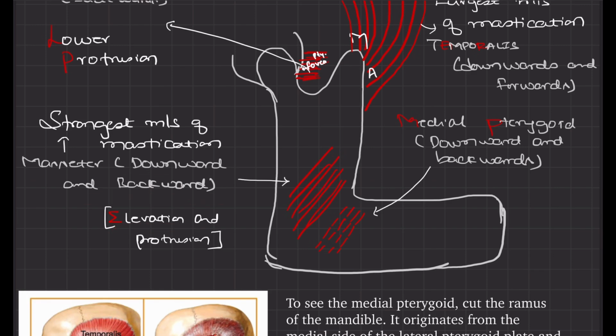All the muscles help in protraction, except the temporalis, which helps in retraction. All the muscles help in elevation, except the lateral pterygoid, which helps in depression, that is lowering the mandible. Now coming to the medial pterygoid: elevation, from M for medial, and P is protraction. This is also downwards and backwards.